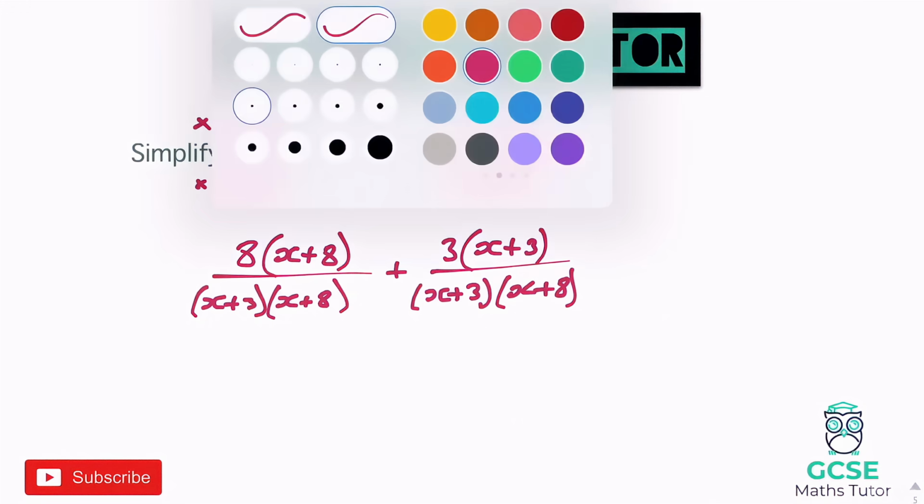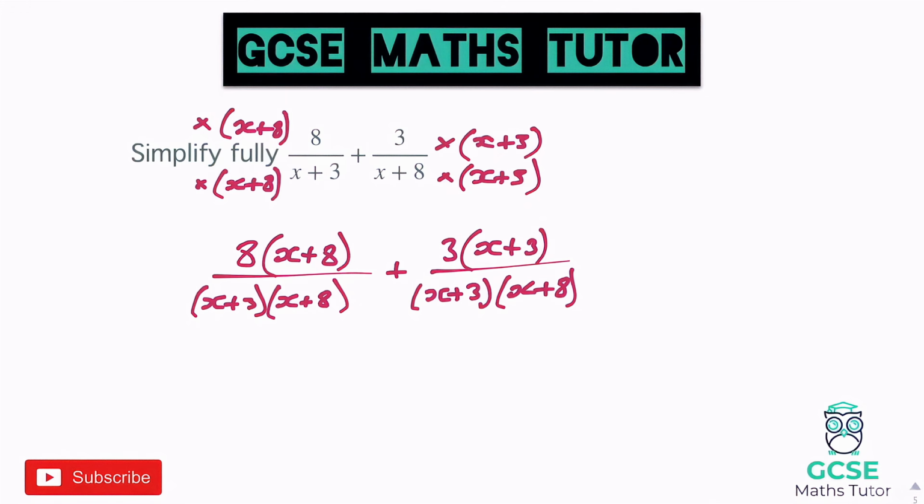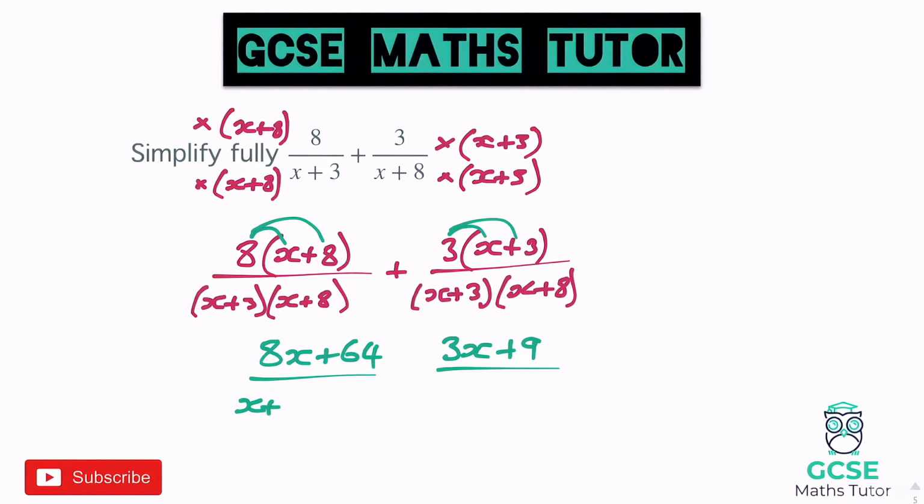Right, so if we go back actually expanding these numerators, and we can join it all together. So 8 times x and 8 times 8, and that gives us 8x plus 64. And on our other one, we've got 3 times x, which is 3x, and 3 times 3, which is 9. There we go. And we're going to add these fractions together. So let's rewrite these denominators in. We've got x plus 3, x plus 8, and another one, x plus 3, x plus 8. There we go, and we're adding these together.